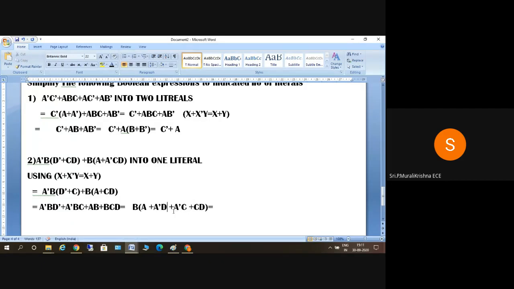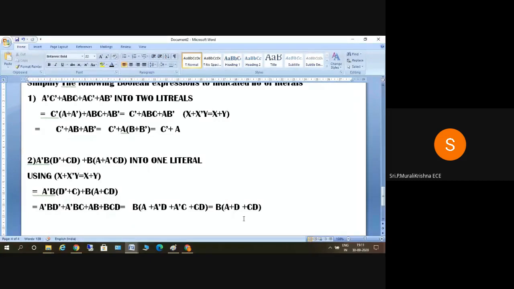Okay. So A plus A bar D is nothing but x plus x bar y, which is x plus y. So that is equal to A plus D, plus A bar C plus CD. So again we have two more here. So A plus A bar C.